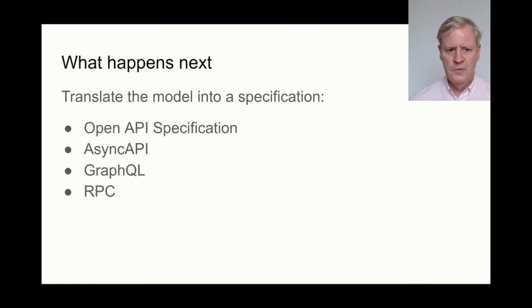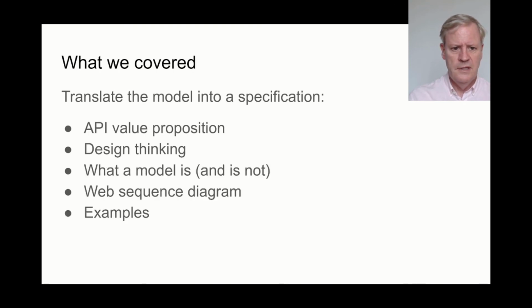It provides more information so that people can actually think about the data that is being transferred between the different players in this transaction. So the next step from here is to go to a specification, and that's the topic for the next session. So what we covered today: we talked about the API value proposition, design thinking principles, what a model is and is not, and we gave some examples of using a web sequence diagram as a model to show how an API is going to work.